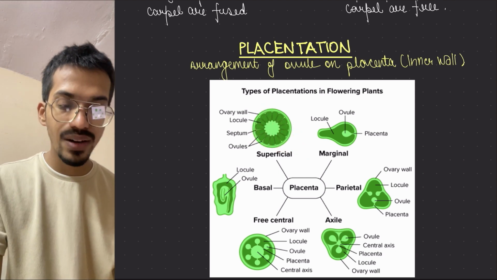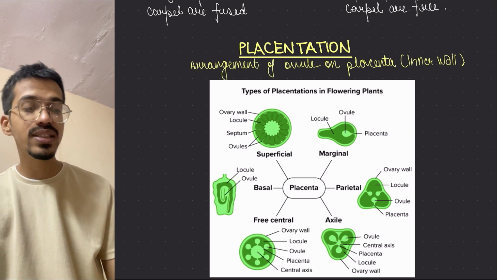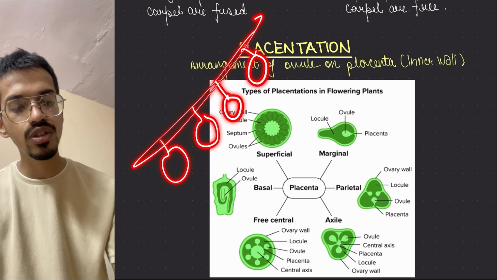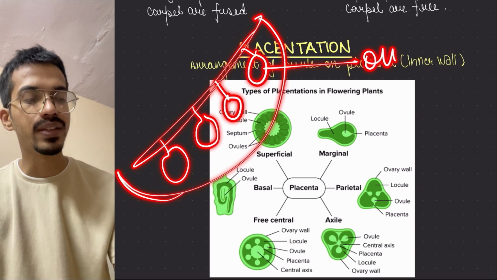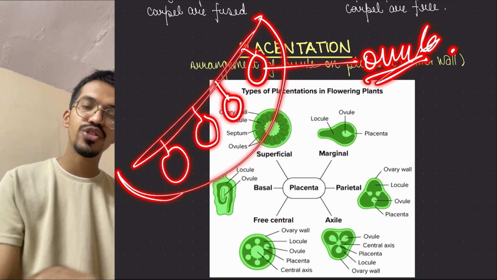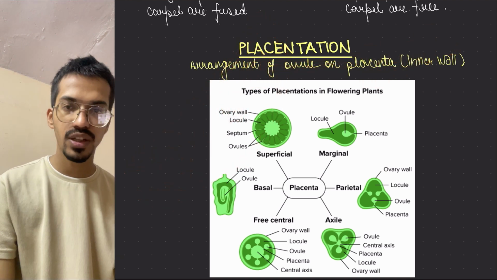So if you see what happened, marginal is seen in the case of pea. So if this is the arrangement, then at the margins, all the ovules would be present. Seeds would be present. You know, you have eaten peas. So all are attached to the one layer. So this is a marginal kind of arrangement.